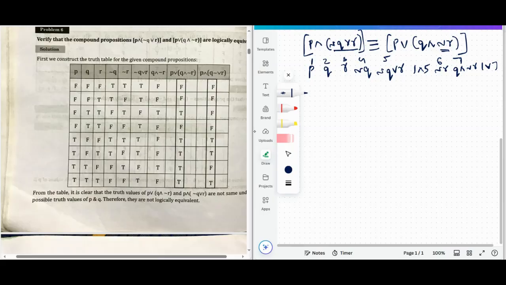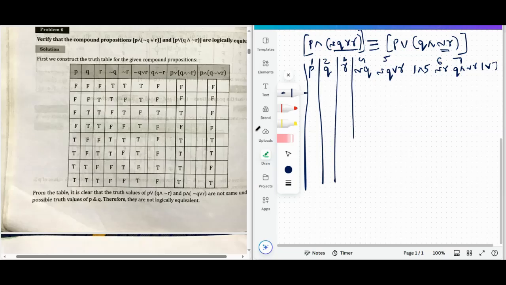Okay. So here we'll prove this. We'll solve this part. We'll prove that they are logically equivalent. We'll check for the logical equivalent condition for this statement.